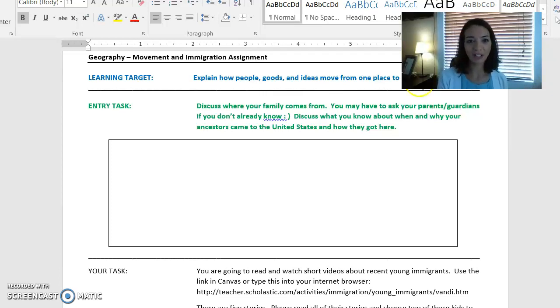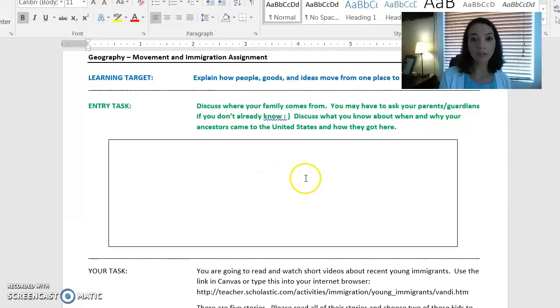So your entry task for today says, discuss where your family comes from. You may have to ask your parents or guardians if you don't already know the answer, but that's okay. You can talk to your parents. Discuss what you know about when and why your ancestors came to the United States and how they got there.